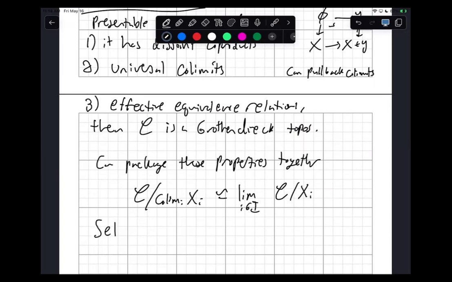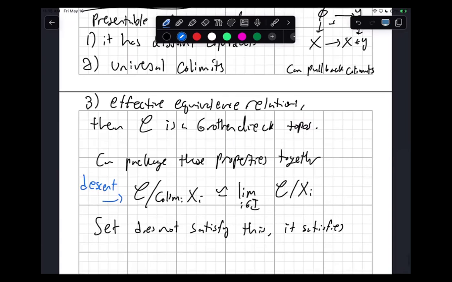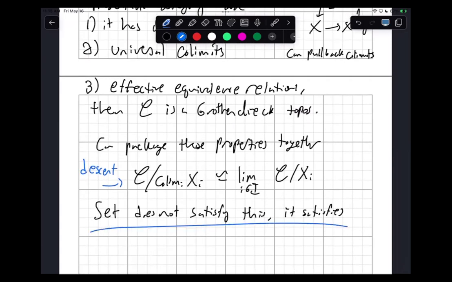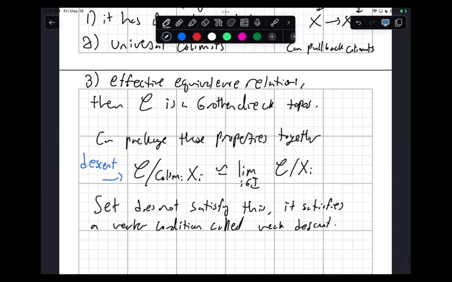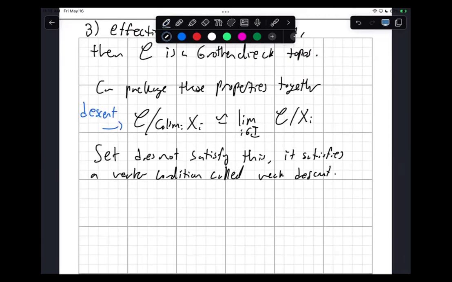Set does not satisfy this. It satisfies a weaker condition. So let's call this descent, which means that if I map into a colimit, I can pull it all back and I'll get a colimit of the thing I'm mapping into it. Set does not satisfy this. It satisfies a weaker condition called weak descent. So that means that Grothendieck toposes don't satisfy descent, they satisfy weak descent.